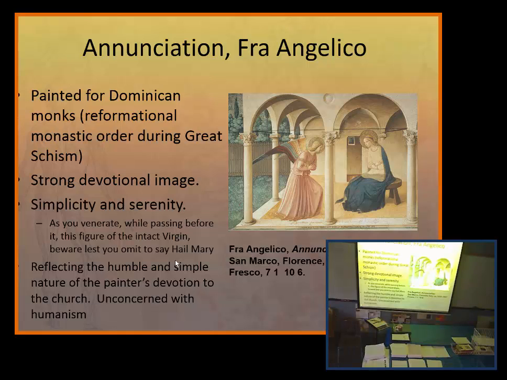Strong devotional image. All of his works are devotional in nature. In this case, you have the Annunciation of Mary. Notice that the angel is subservient to Mary. It's still very naturalistic, which is why it places it squarely during the early Renaissance. But our characters are still very subservient to the Christian doctrines.